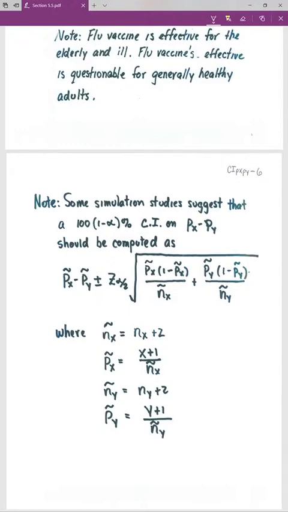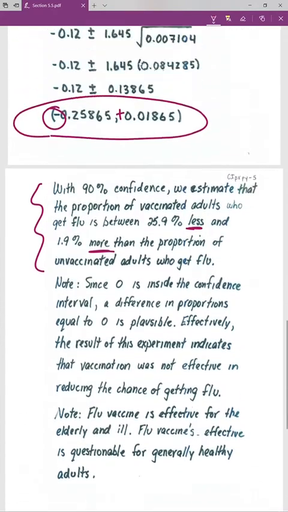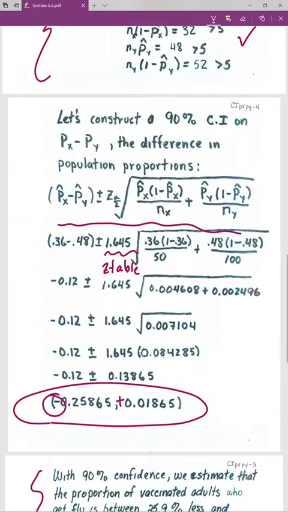This is not something that I'm going to be testing you on, but it is something that you should be aware of. If I'm asking you a proportion question, I will be expecting you to use the earlier formula.